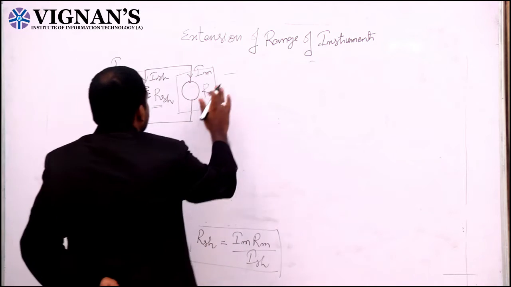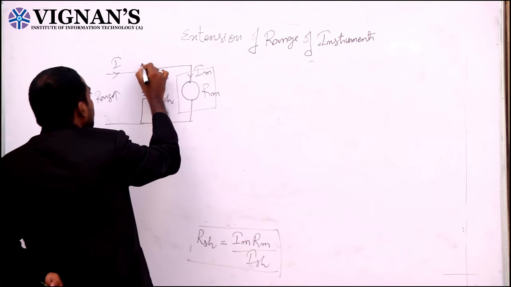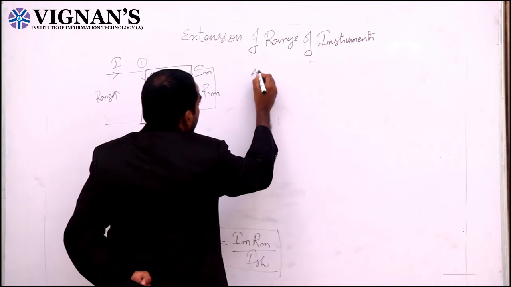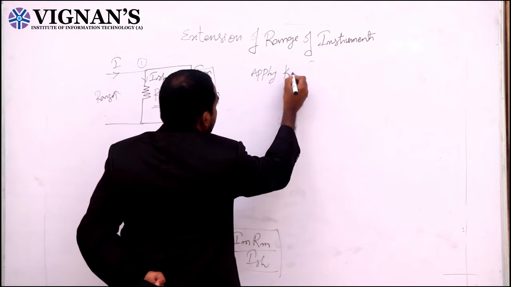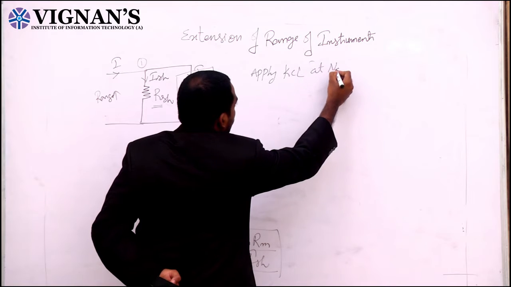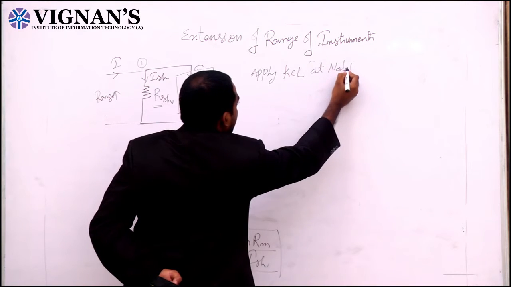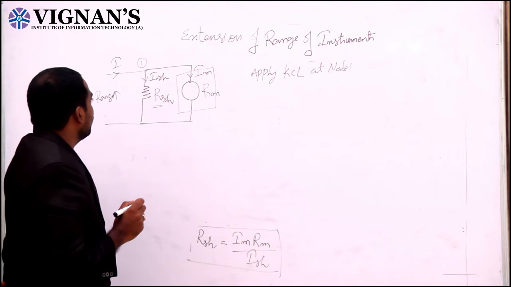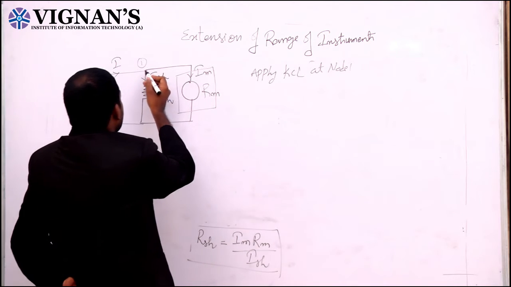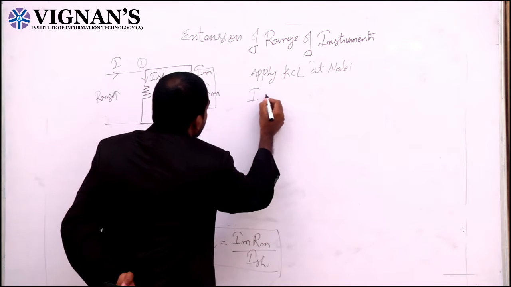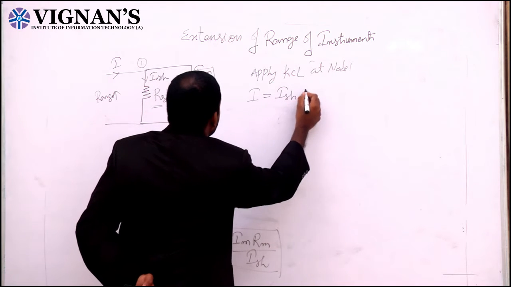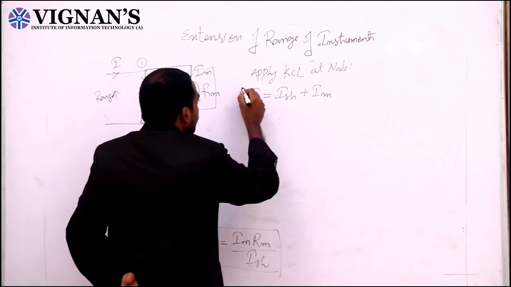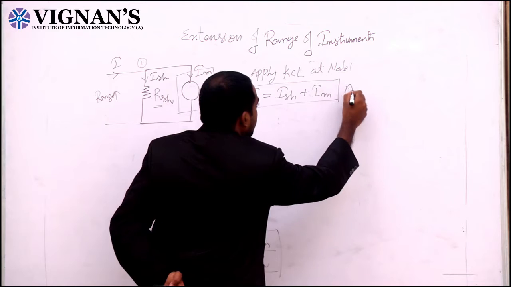Now we will apply KCL at node 1. I am assuming this is node 1. When applying KCL at node 1, the sum of the currents entering a node is equal to the sum of the currents leaving the same node. So we have I equal to ISH plus IM. Let it be equation A.